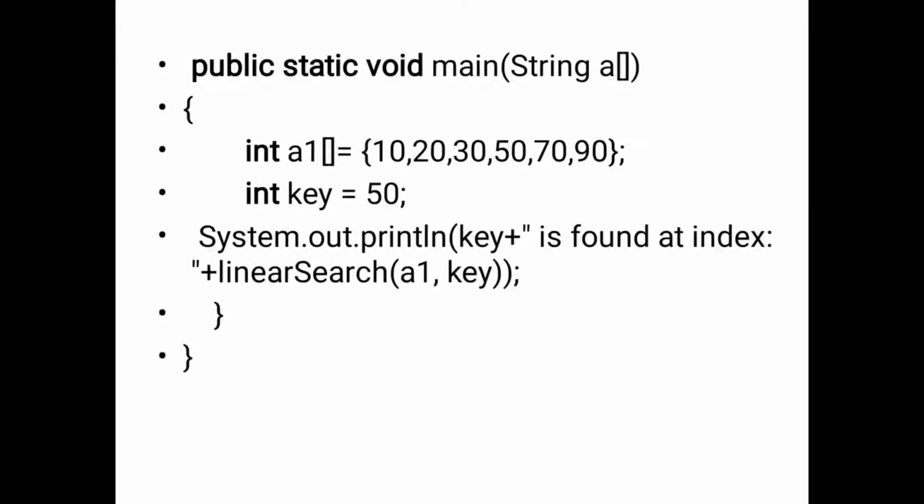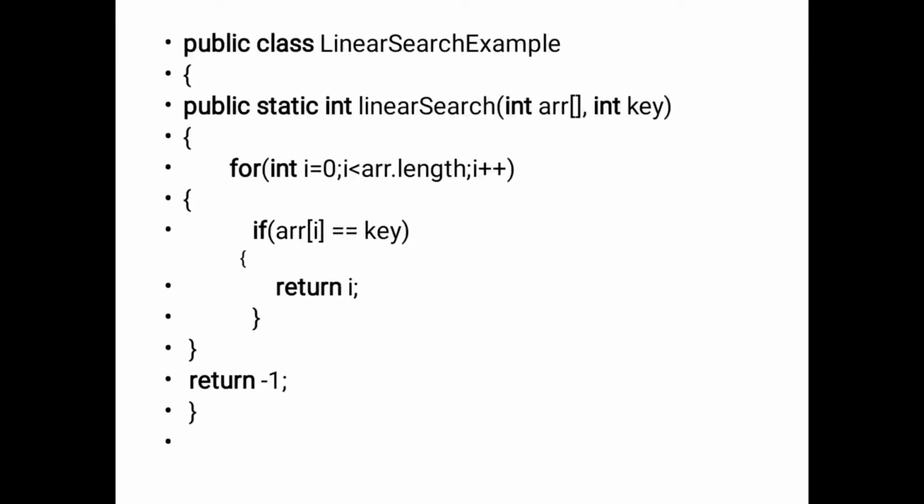Next, that is the 20 value. 1 less than 5, the condition is true. Next, arr[1] is 20. 20 equal to 50? No, not identical. Next, the i value will be incremented. i will be incremented to 2. Next, 2 less than 5, the condition is true.